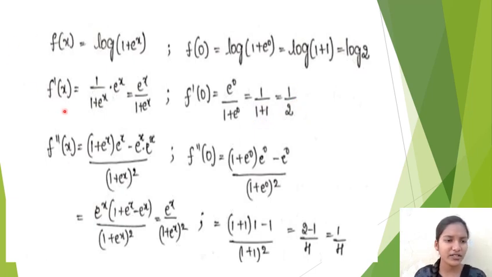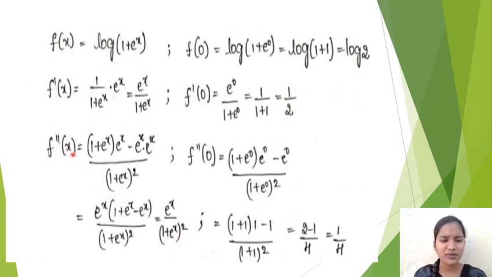If we differentiate f dash of x, we will get f double dash of x. Here also we use the d by dx of u by v formula, that is u is equal to e power of x and v is equal to 1 plus e power of x. If we differentiate this, we get f double dash of x is equal to e power of x by 1 plus e power of x whole square.